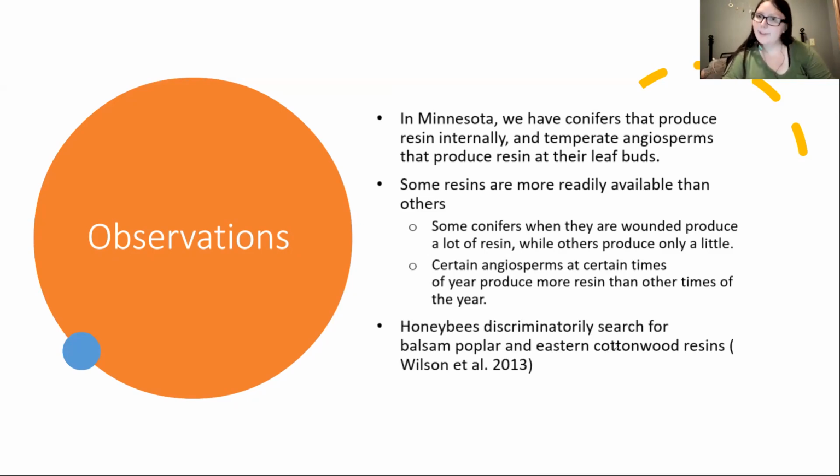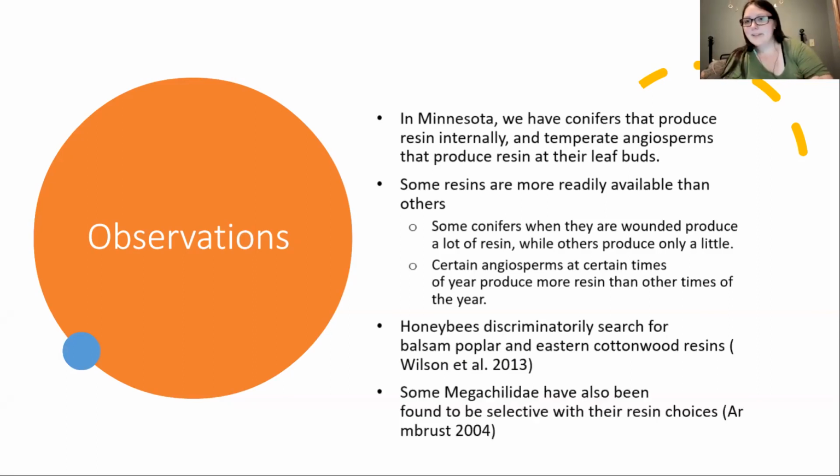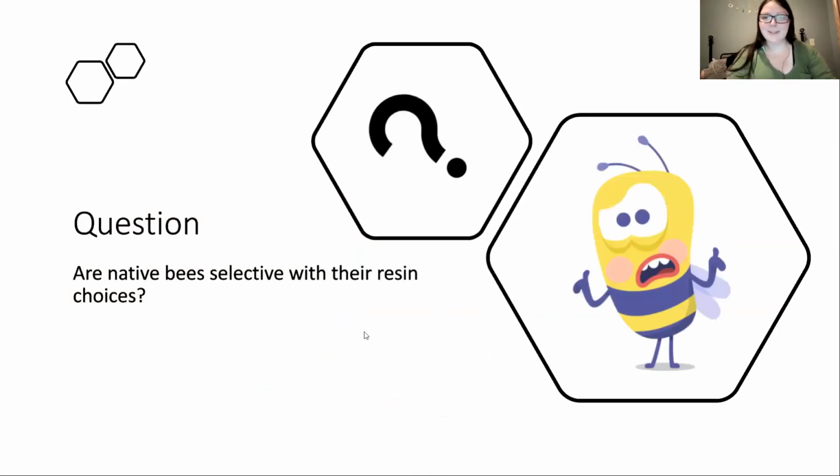Honeybees discriminatorily search for balsam poplar and eastern cottonwood resins. And some Megachilidae have also been found to be selective with their resin choices. This was a paper about Megachilidae in Arizona. They were found to prefer brittle-bush, which is a resinous plant found in the desert. But again, we don't know why they prefer that resin. And we don't know if other Megachile are also making those kinds of selective choices, or if it's just a scarcity factor. So my question: are native bees selective with their resin choices?